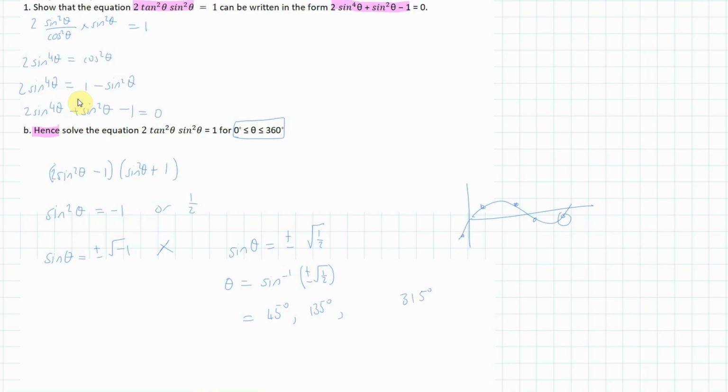And then you go, well, it's 45 from here to here, isn't it? So it should be 45 from here to here. So you just go 180 plus 45, which is 225 degrees. So that's that one sorted.